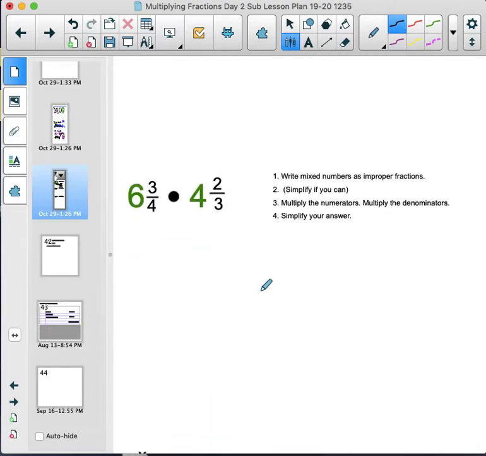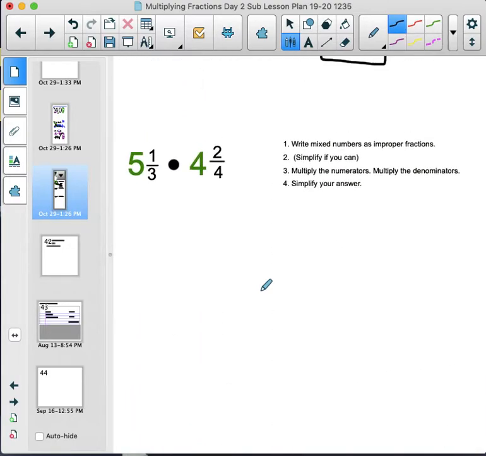All right, we've got 2 left. I have 5 1/3 times 4 and 2/4. Why don't you go ahead and try that and then check with me. All right, let's do this. 5 times 3 is 15, plus 1 is 16/3. Times 4 times 4 is 16, plus 2 is 18, so it's 18 over 4.